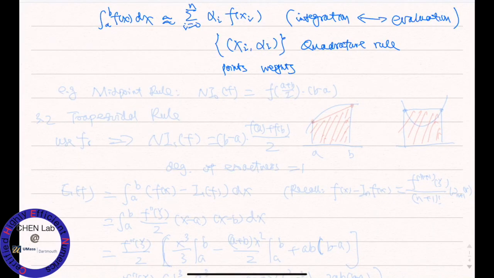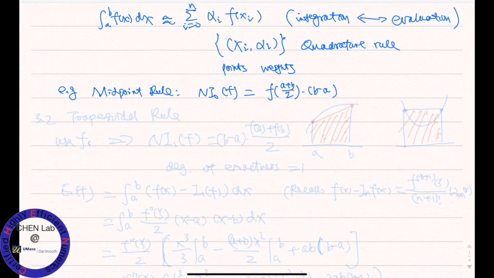Example, again, that's essentially what we did already. The midpoint rule is what we did on Tuesday. The I0 of f is simply the function value f at c, which is (a plus b) over 2, times (b minus a).